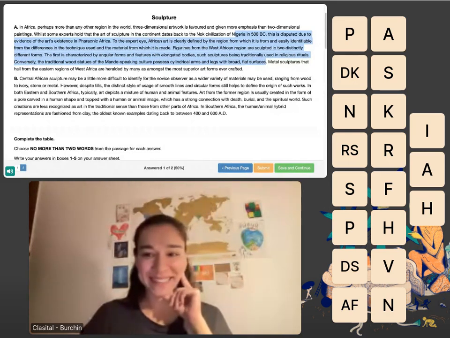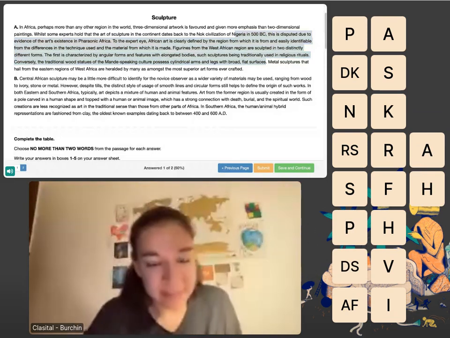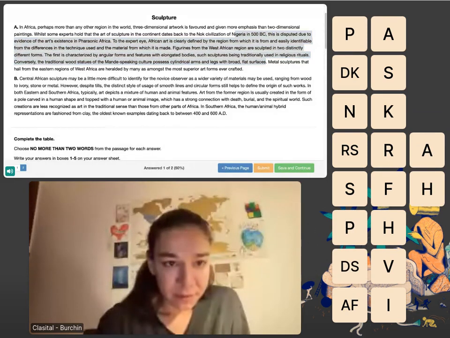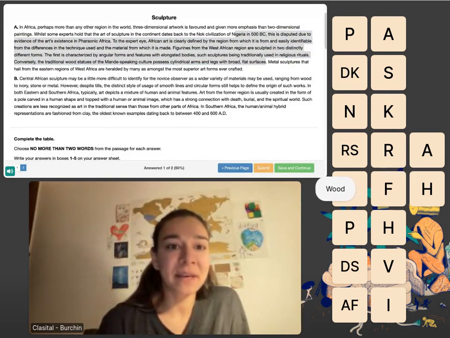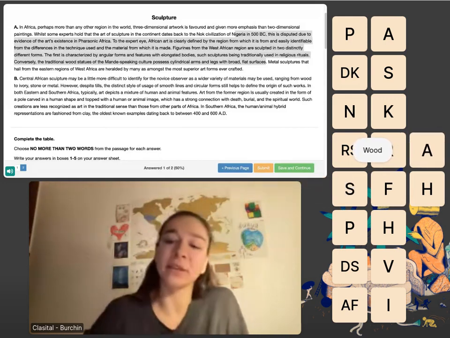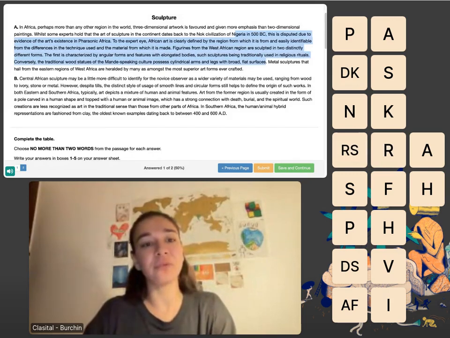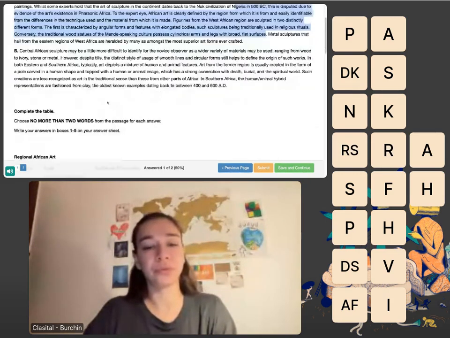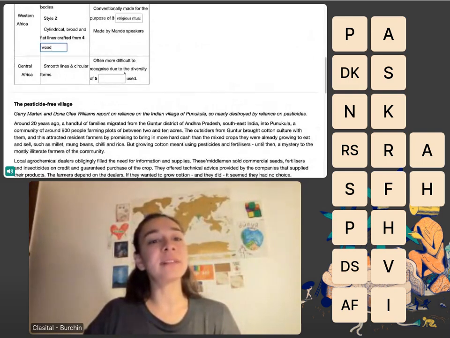Could you see it? Yes, very good. It says here the traditional wood statues of Mende speaking culture. Yes, you are very right. It is wood. Yes. Let's see what they are doing in the Central of Africa.